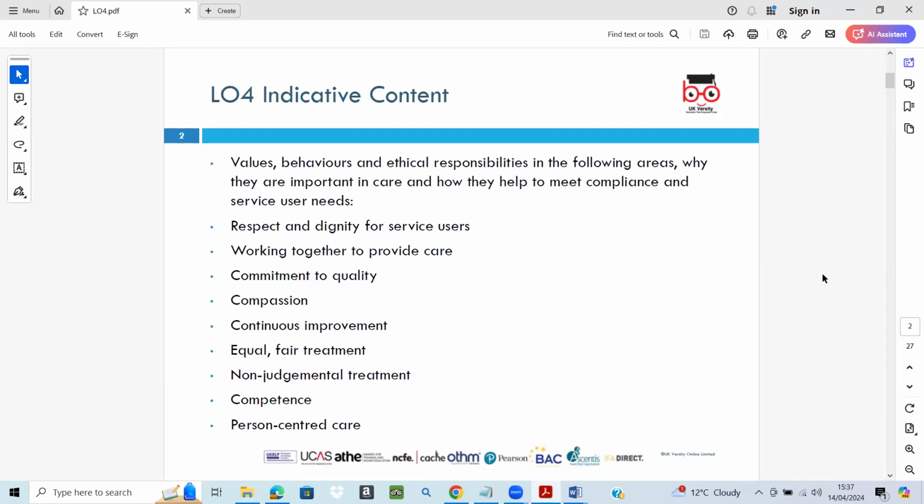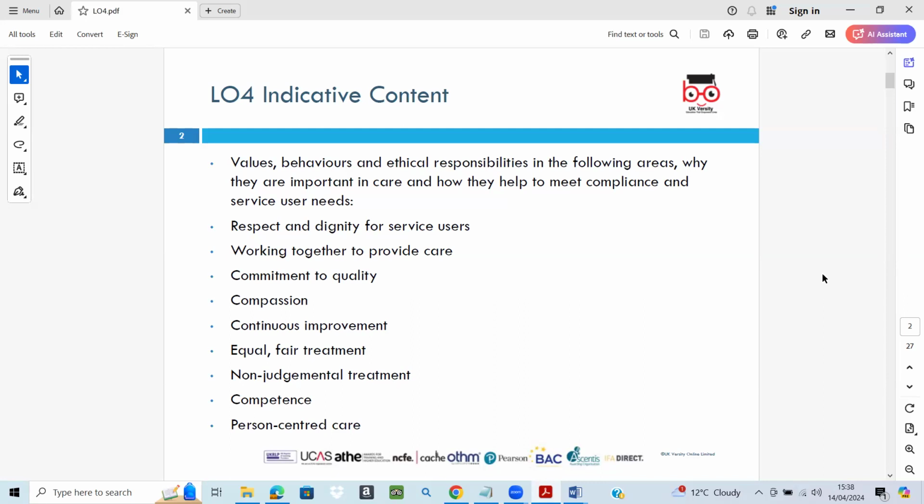Respecting and maintaining the dignity of service users is foundational because it affirms their value as individuals and supports their right to make personal choices. This also ensures compliance with legal standards that protect service users' rights.